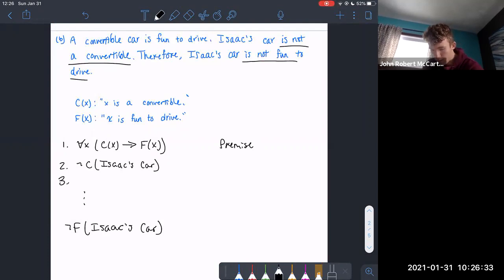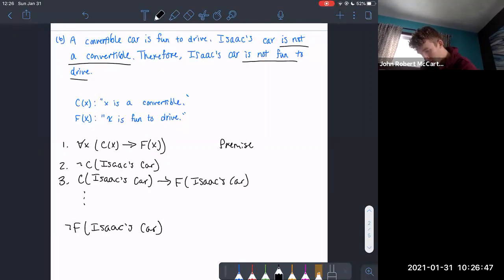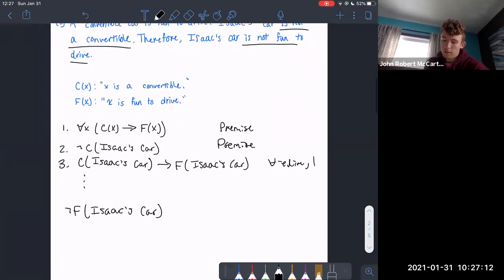Okay, again, we can use for all elimination. Same idea as last time. We want to do it for the specific car that we're considering here, or Isaac's car. This is for all elimination on line 1. Okay. So we have this implication, C of Isaac's car implies F of Isaac's car, and we have the negation of C of Isaac's car. So can we get the negation of F of Isaac's car from this?